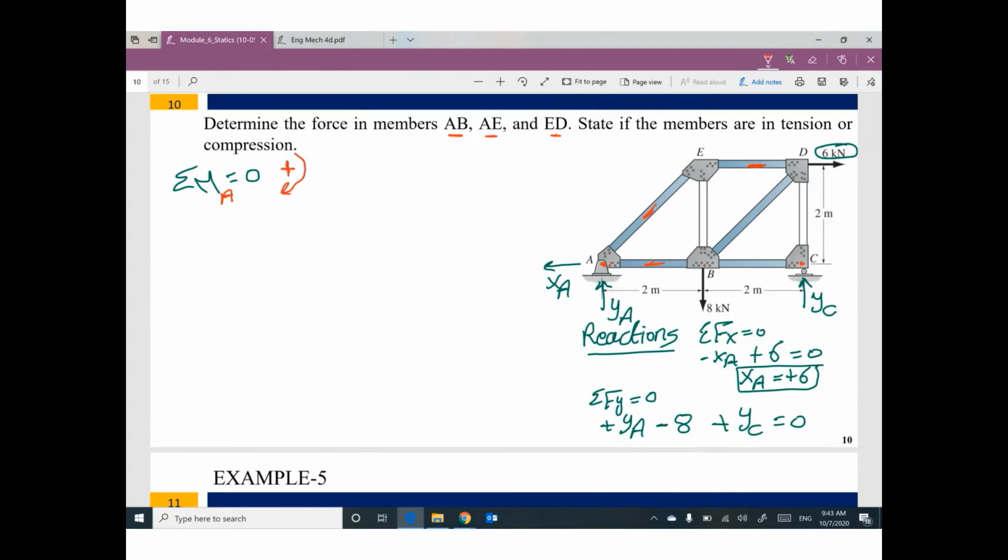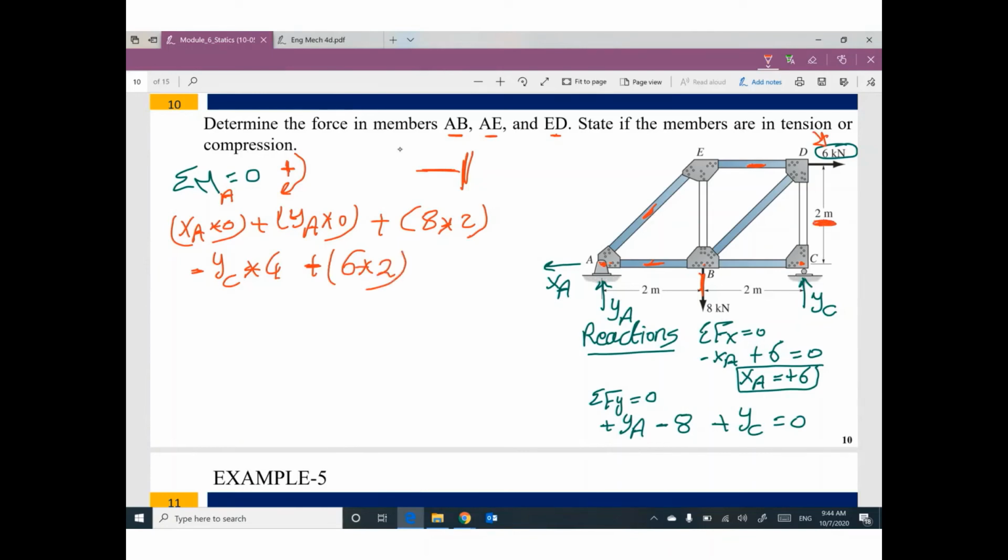If you take moment at A, we have XA times 0. We have YA times 0. We have 8 times 2. Remember, your force and your distance must be perpendicular. We have negative YC times 4. We have positive 6. Don't forget it. Times 2. This 2. Nothing else. This one will be cancelled. This one will be cancelled. The only unknown in this equation will be YC. Just a second.